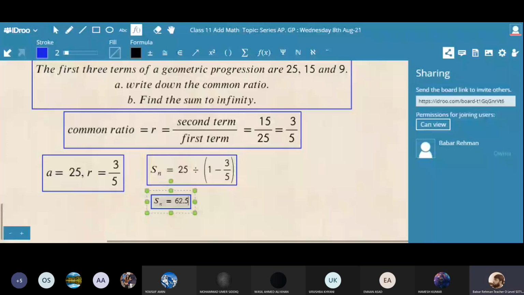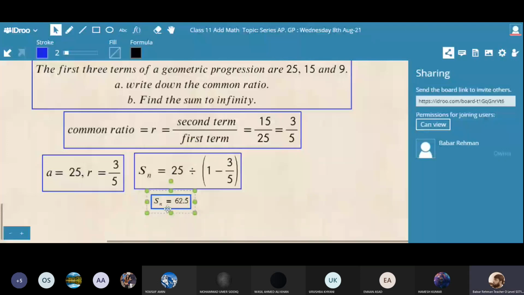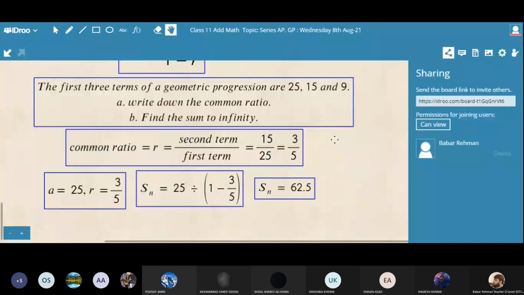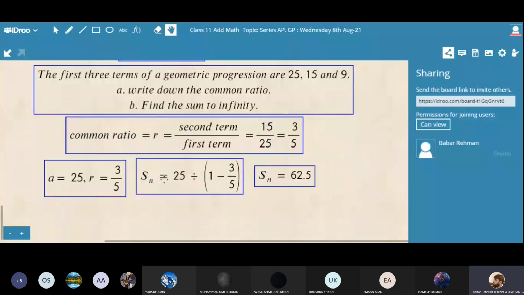Hamesh, can you explain what is sum to infinity? Can you explain to the class? Because some students have just joined now. Can you tell me what is sum to infinity? Hamesh, I'm asking you.